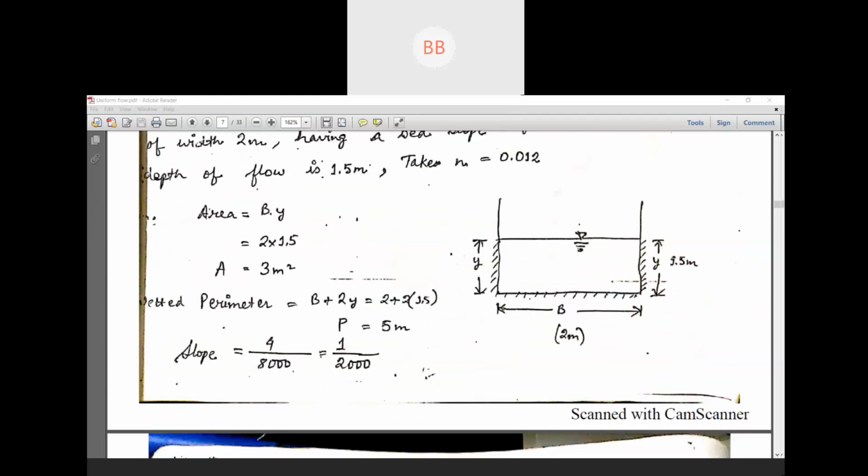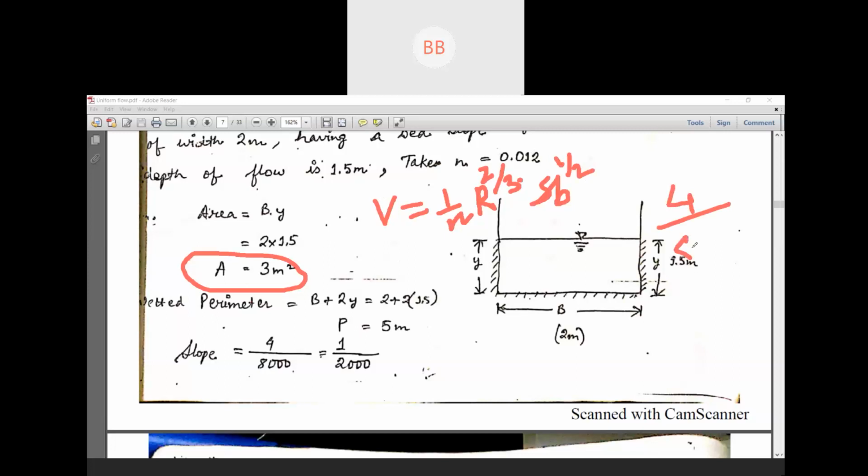So here you can see, area is b into y, 2 into 1.5, we got 3 meters square. Okay, then we need to find out velocity. To find out velocity, we have used Manning's equation because in the question Manning's roughness coefficient is given. Okay, so bed slope here in this velocity equation is given, that is 4 by 8,000.